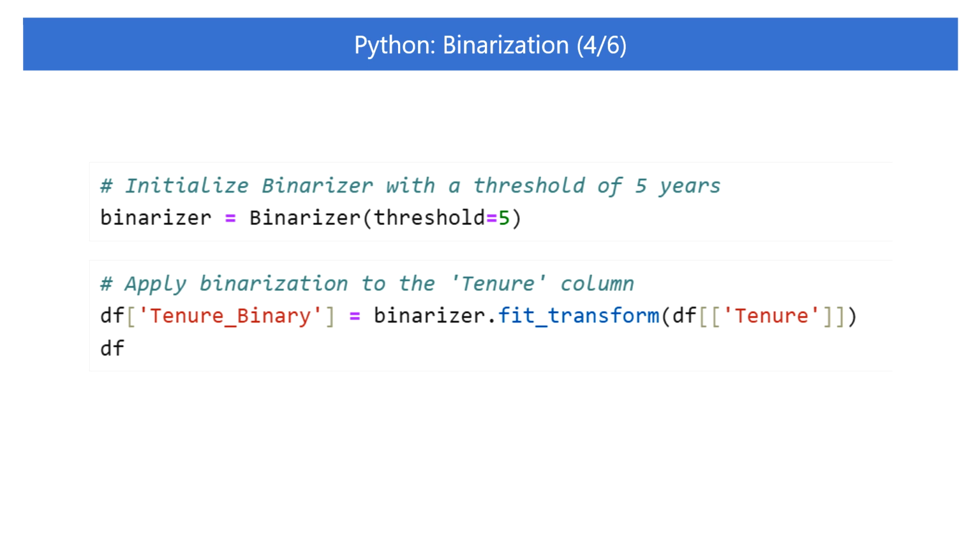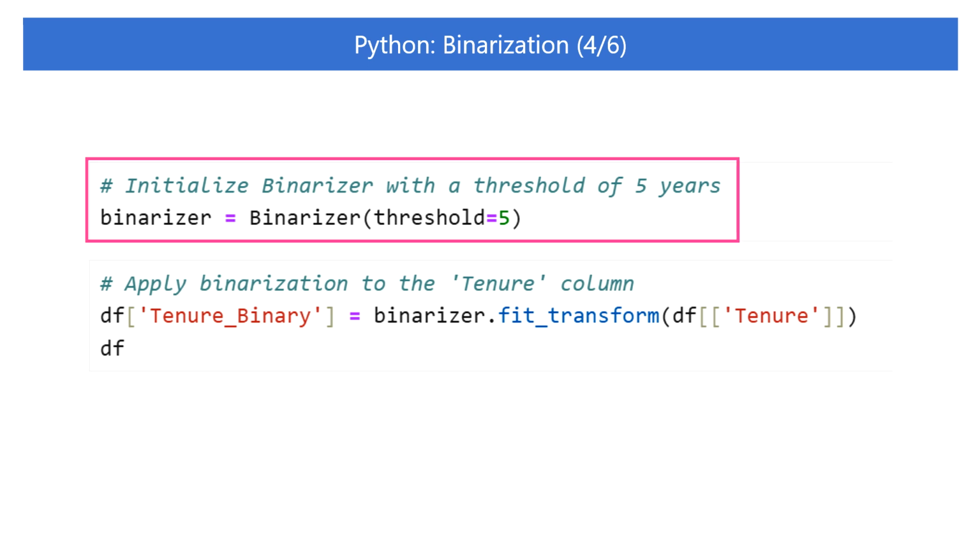As another method, we can use Binarizer for binarization. First, initialize the Binarizer. Set the threshold value to 5 to ensure that if the value is smaller than or equal to 5, it will be 0, and if the value is larger than 5, it will be 1.